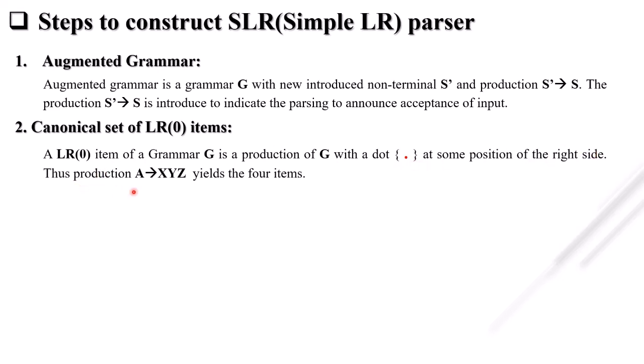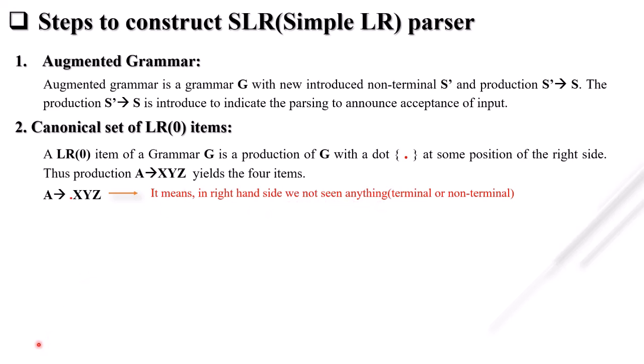Thus the production A tends to XYZ yields 4 items. Which are they? The first one: it may be possible that the dot is at the start of the right hand side. So what does this mean? It means that in the right hand side we have not seen anything.